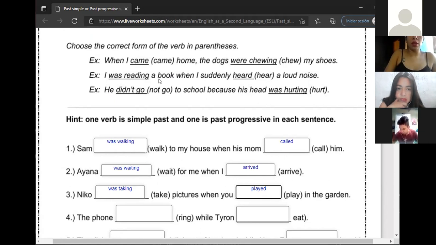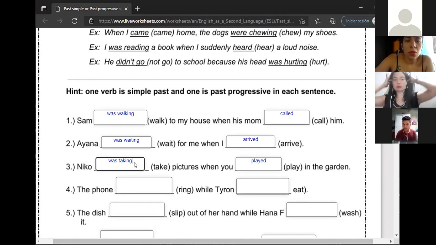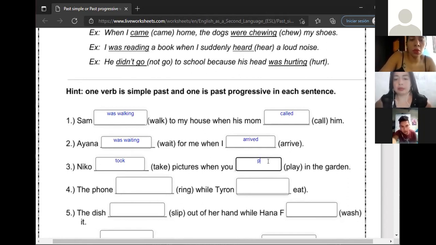You need to find the logic of this, because some students say, teacher, but you said that while was for two activities at the same time in the past. Yes, but also we can have one in progress. But it can be Nico took pictures when you were playing in the garden. What's the past of take, everybody? Took. Excellent. Nico took pictures when you were playing in the garden.